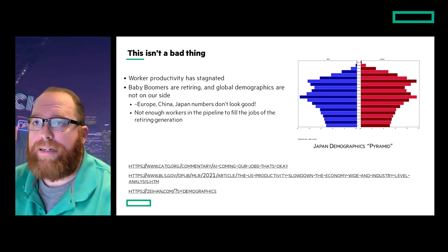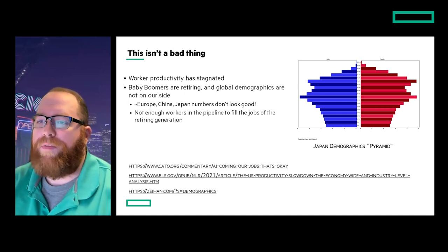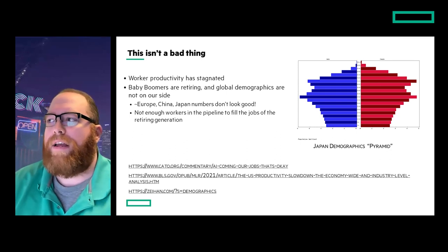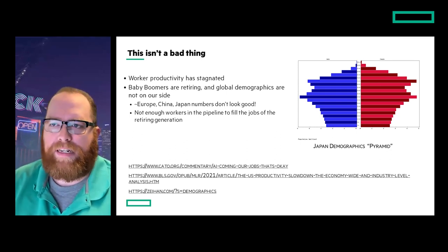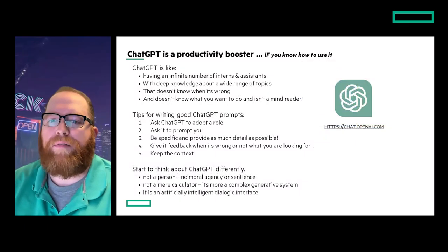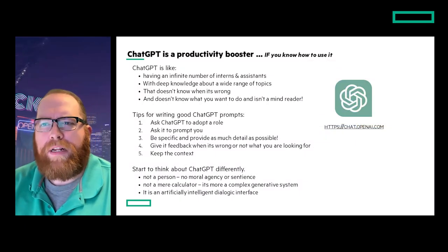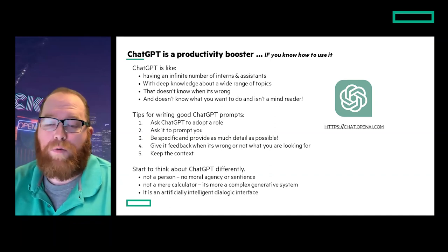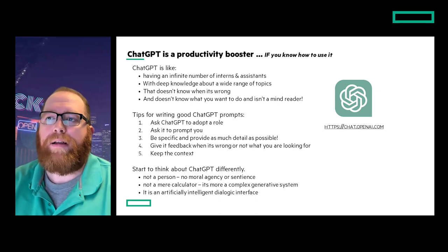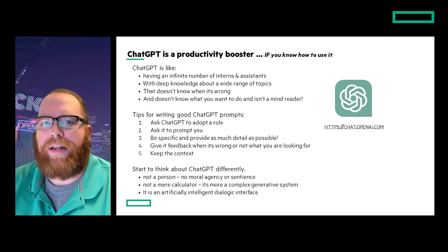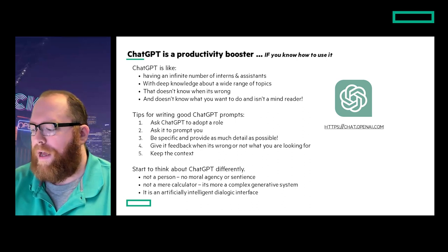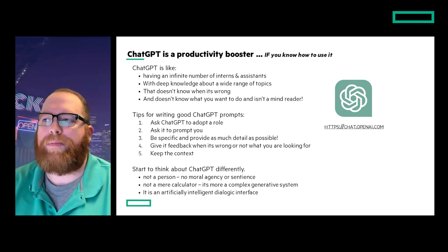So ChatGPT is a productivity booster, if you know how to use it. I like to think of it like having an infinite number of interns and assistants with deep knowledge about a wide variety of topics, but critically, it doesn't know when it's wrong, and it doesn't know what I want to do, and it isn't a mind reader. The reason I'm going to stick with the analogy of an intern is we trust interns to be part of our team. We trust them to make decisions, but we don't let them operate autonomously. We give them feedback. We review what they do. We give them correction. And that's how we should be treating large language models and ChatGPT as well.